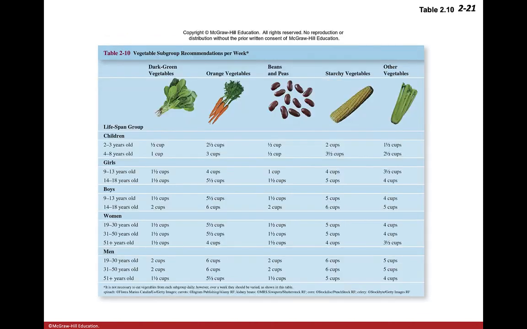Now here, basically giving you an idea across the age span of the different types of vegetables. We're breaking these vegetables down as dark green, orange, and we're also including here beans, peas, starchy vegetables, and other vegetables. And this is a way of breaking them down. And these are recommendations per week, okay, not per day. Because once again, you're trying to make sure that you have these in your diet on a regular basis and that you actually have the variety.